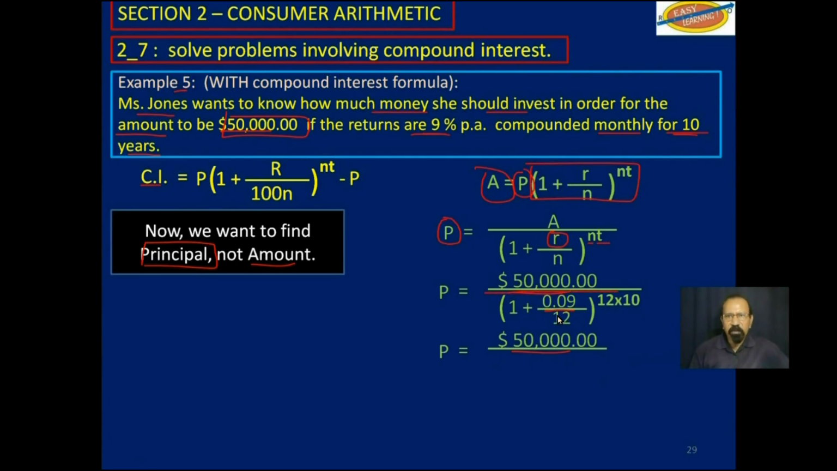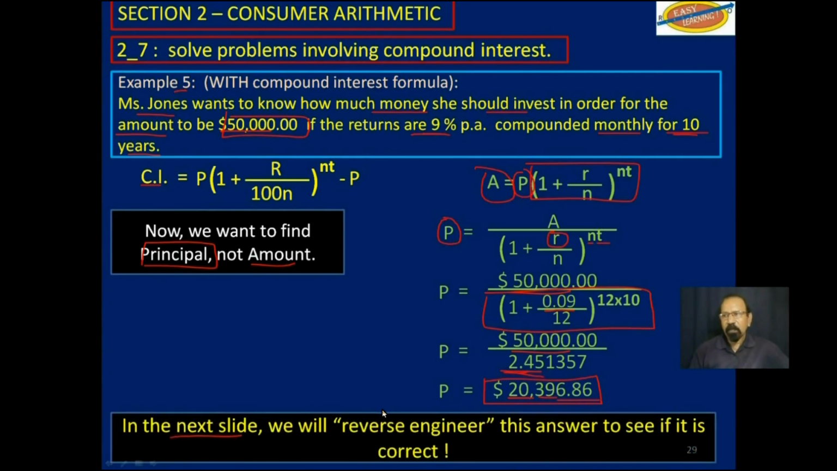Now, all of this, all of that works out to be 2.451357. So the principal, the amount that she needs to invest would be $20,396.86. Now, is that right? We can verify our answer. And in the next slide, we will reverse engineer this answer we got up here to see if it is correct.